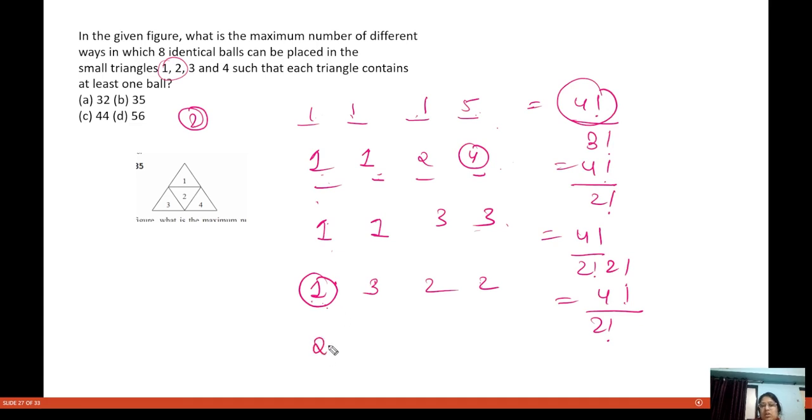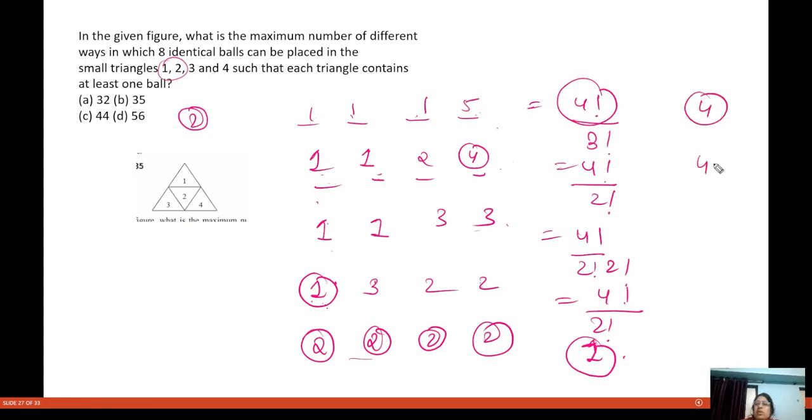Okay, so now let us put two ball here. So you will put two ball here, two ball here, two ball here as well. So this can be done in only one way. So total how many ways you are having? This will be 4. This will be 4 into 3 divided by 4 into 3 only. Okay, so this will be 12.